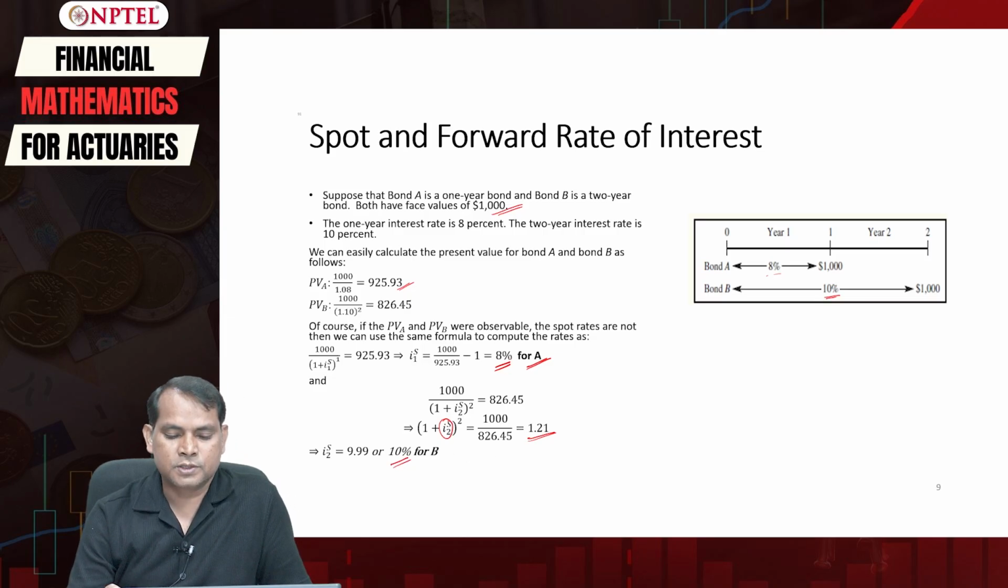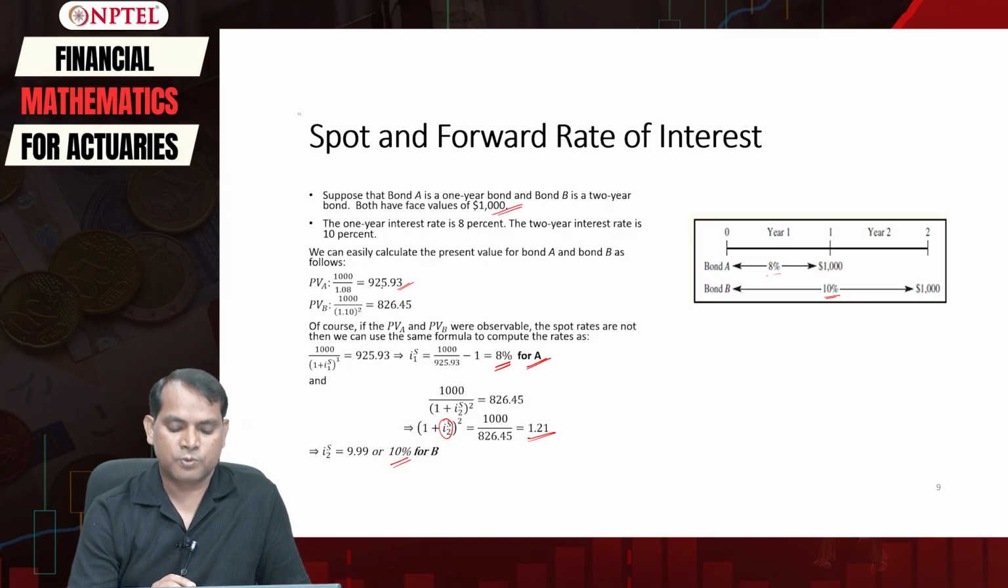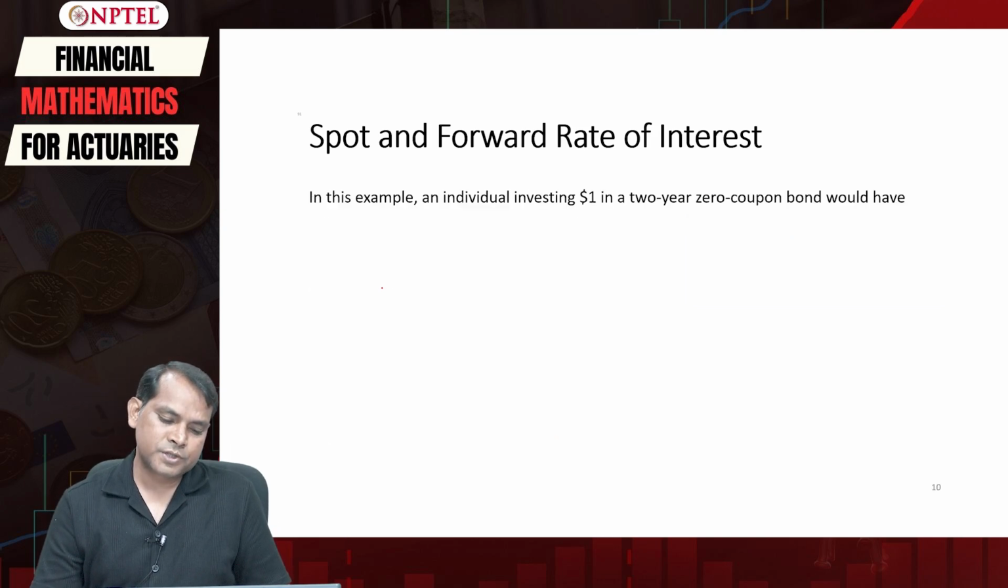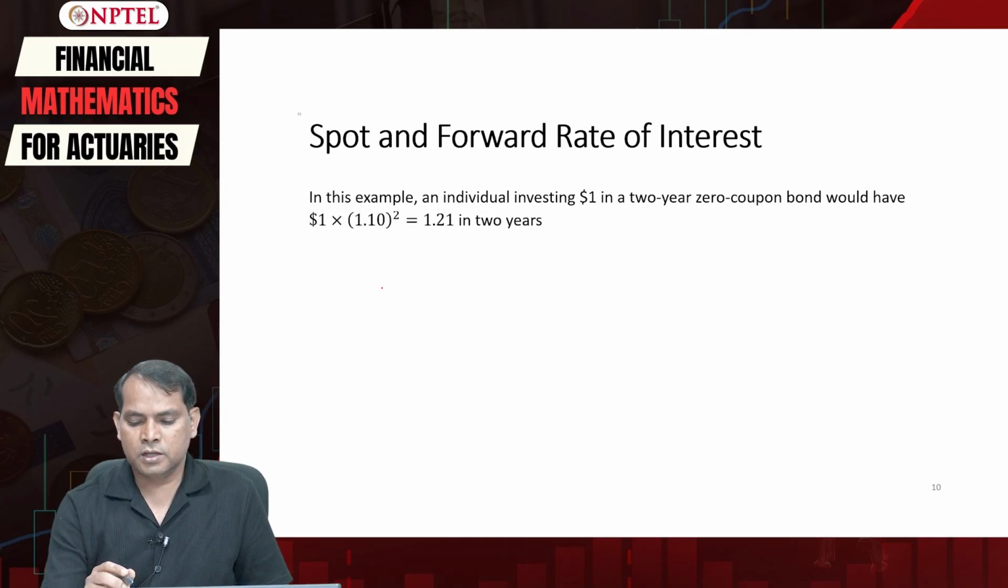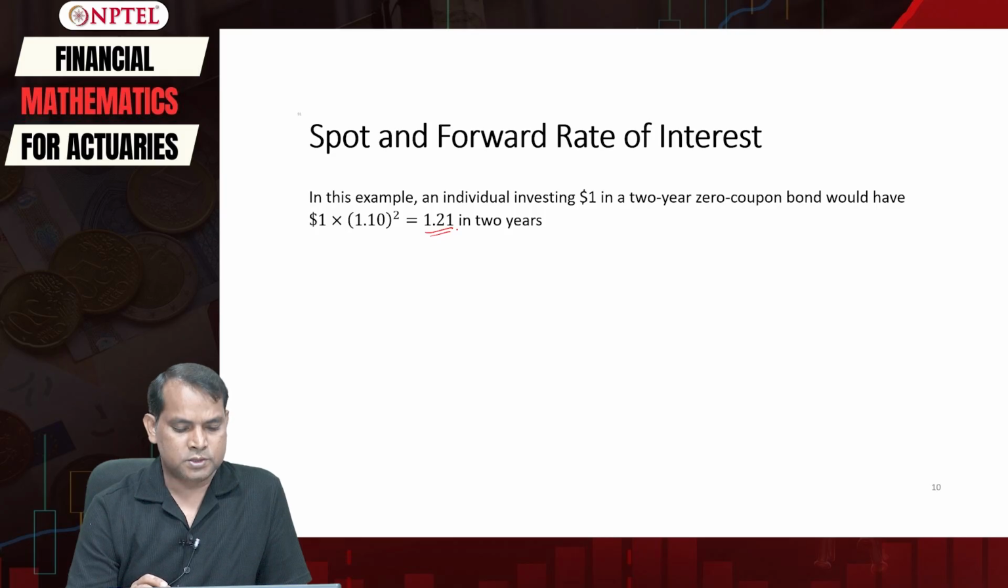So what we have seen here is that using the formula you can compute the present value of A and B, or if you know the present value and the face value, you can still compute the spot rate of interest. So in this example we have seen that an individual investing $1 in a 2-year zero coupon bond would have 1.21 in 2 years.